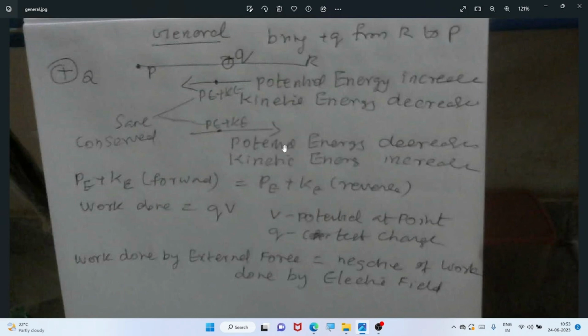Okay, work done in bringing a charge q to a point where the potential is V is QV. Okay, work done is QV, where V is the potential at this point and Q is the source charge. Work done by the external force is the negative of the work done by the electrical force.